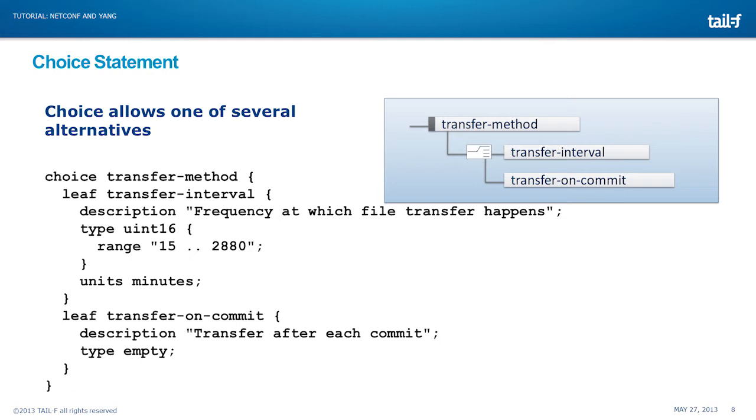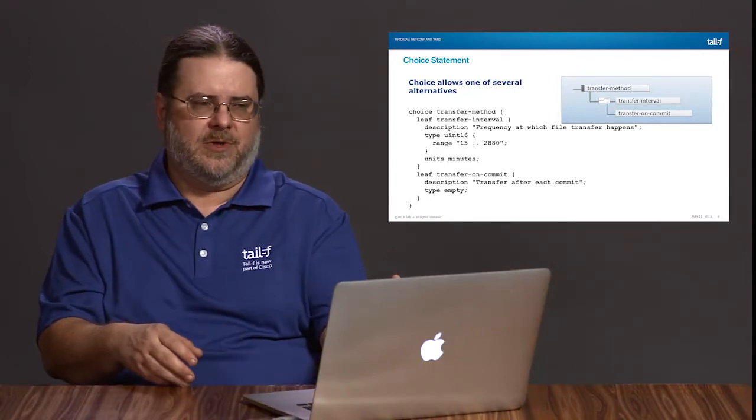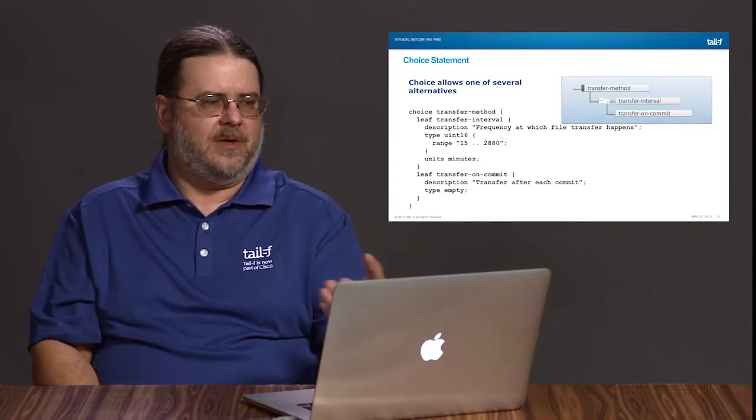Here, we see a simple use of choice. Our system has a transfer method. Two different transfer methods are possible: transfer interval or transfer on commit. They can't both be present, so we've modeled it as a choice. Then, if it's an XML payload of NETCONF and the transfer interval tag is there, the transfer on commit can't be there, and vice versa. In, say, entry into the CLI, they can enter interval or on commit; they enter one or the other, and that is what will be present in our populated data model.